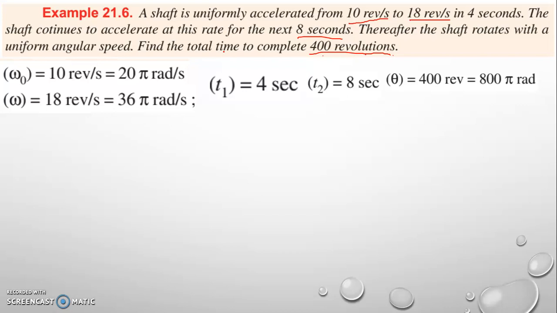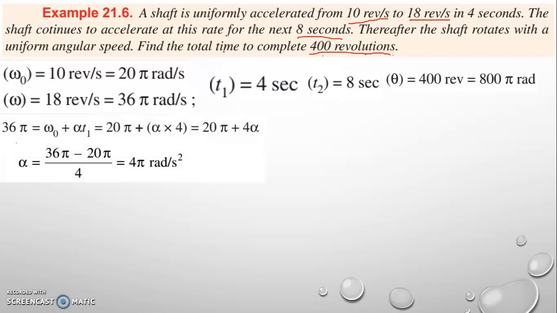First we will calculate the acceleration using the initial velocity, final velocity and time. v equals u plus at. So instead of v and u we will be using omega and omega naught. Omega is the final velocity, omega naught is the initial velocity. So 36 pi equals omega naught plus alpha into t. Omega naught is the initial velocity, that is 20 pi. Alpha is unknown. The time taken is 4 seconds. So we can calculate the value of alpha as 4 pi radians per second square. And it will continue this acceleration for the next 8 seconds also.